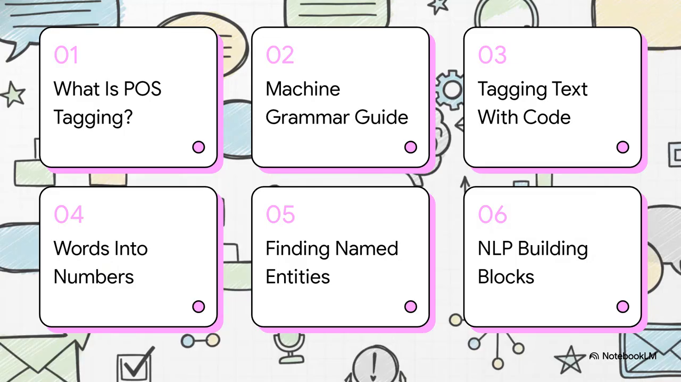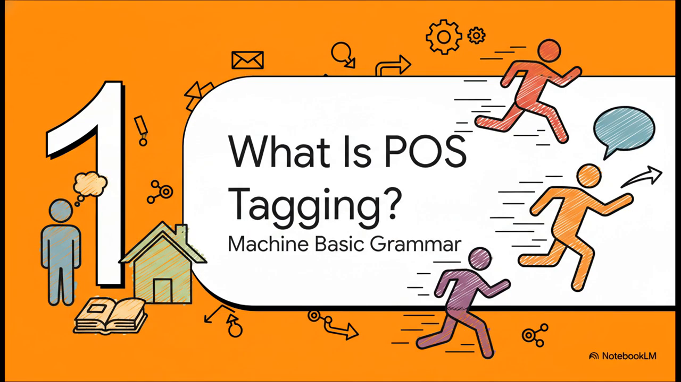All right, so here's our game plan. We're going to start with the absolute basics, teaching a machine grammar. Then we'll jump into some actual code to see how it works in practice. After that, we'll get into the really cool part, turning words into numbers. And we'll wrap up by seeing how machines can pick out important stuff, like names and places, from a bunch of text. Okay, so let's just dive right in.